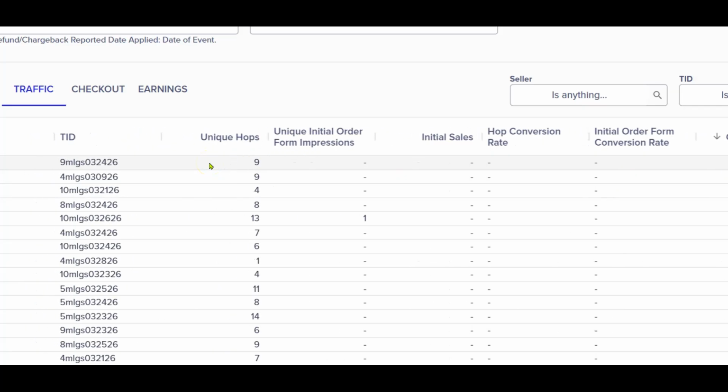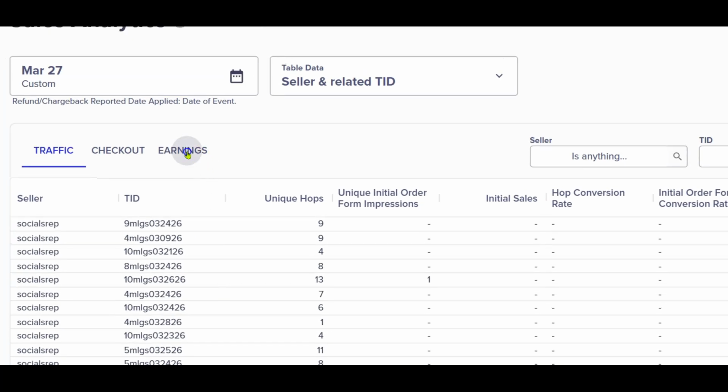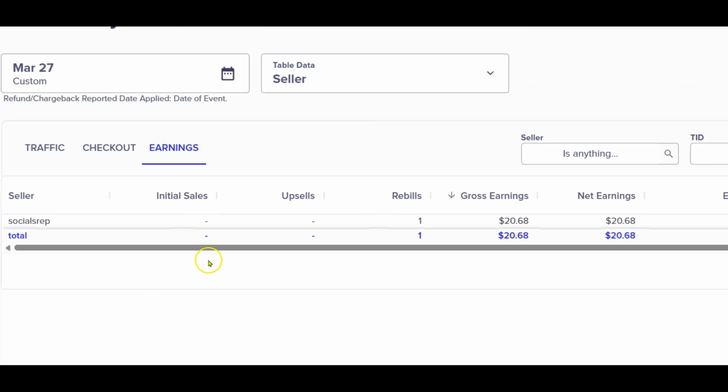And let's go up here to the earnings tab here for March 27th. You can see here, 0 initial sale, 1 rebill, $20.68. So my goal, since I started doubling up on these leads, and my goal ever since day one, has been to get multiple sales here. I mean, like multiple times per week, like 4 to 5 per week. So that way I can have these rebills stacked 2, 3, and 4 per day, instead of sporadically a $20 here and there.